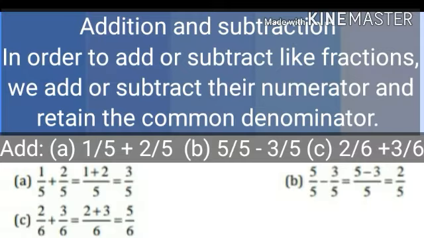Next example, 2 upon 6 plus 3 upon 6. So 5 upon 6. And 5 upon 5 minus 3 upon 5 is equal to 5 minus 3 is equal to 2. So you have to write 2 upon 5.